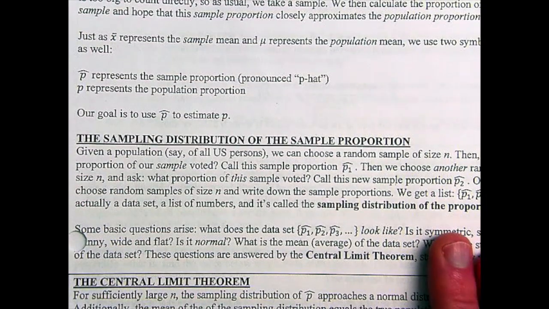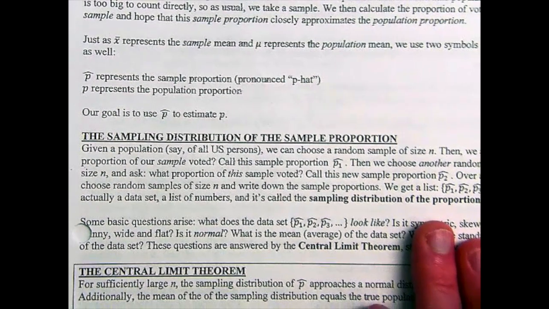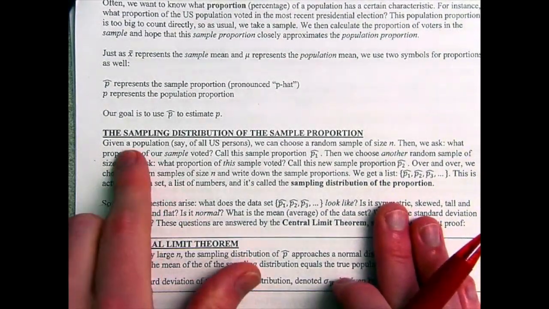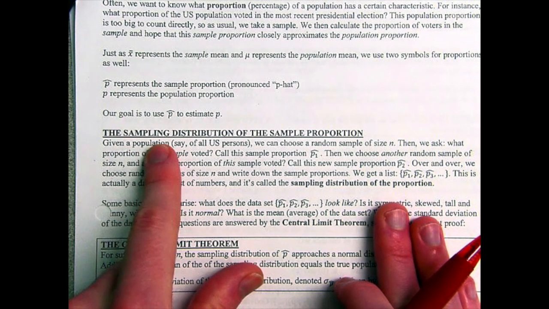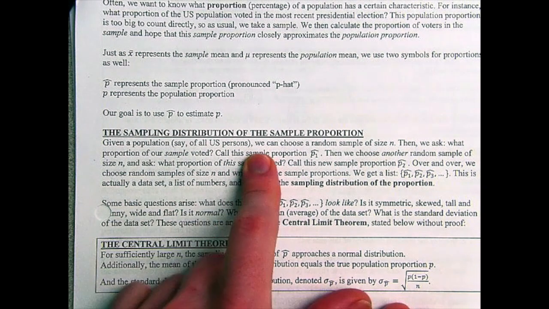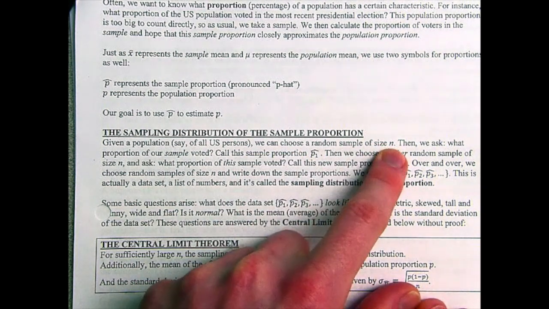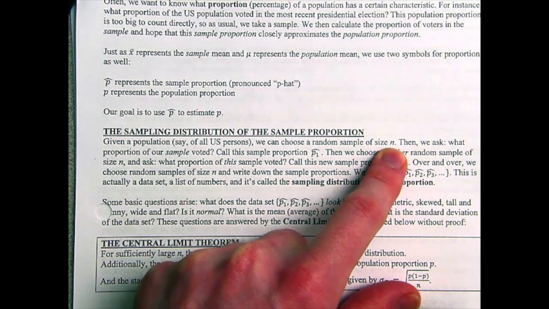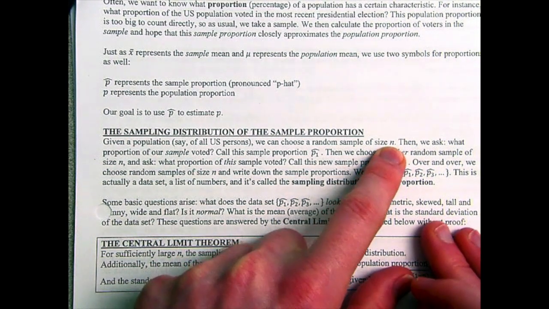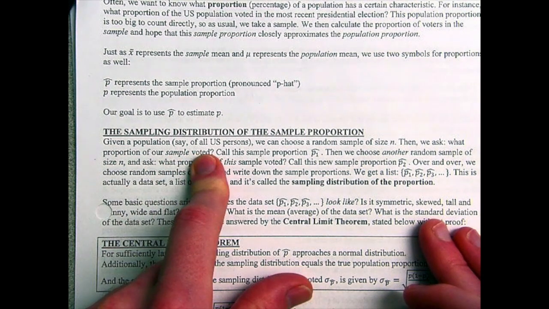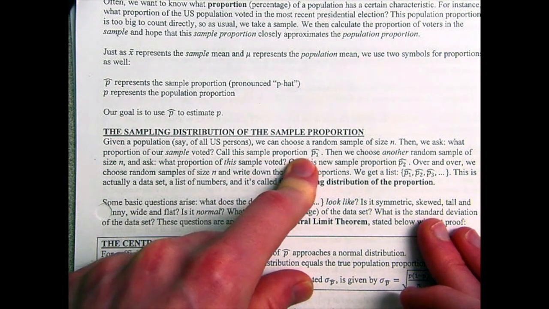So imagine the following scenario. It's a little bit weird. It's a little bit of a theoretical construction, but let's just see how it goes. Given a population, again, let's say of all U.S. persons, we can choose a random sample of size n. Maybe n is 100 or maybe it's 1,000, but let's say we choose a random sample of size n, and then we ask what proportion of our sample voted. Call that sample proportion p1 hat.